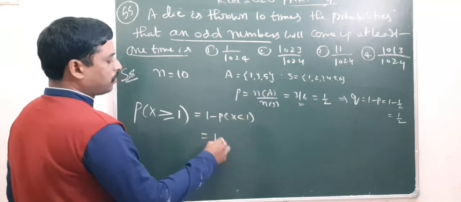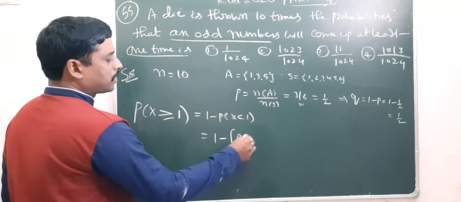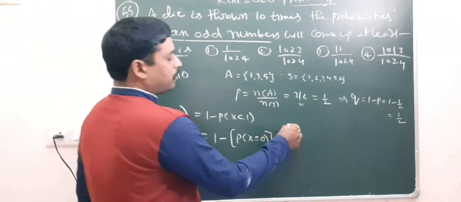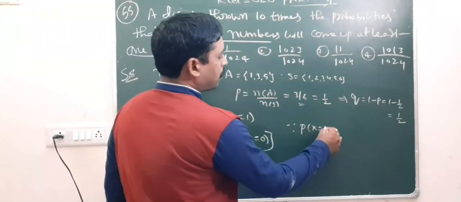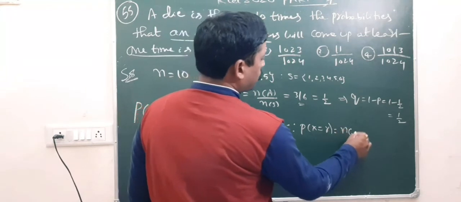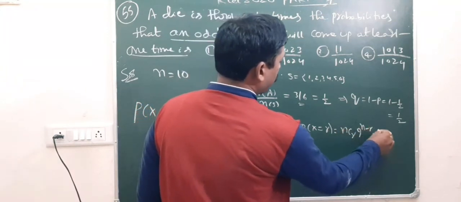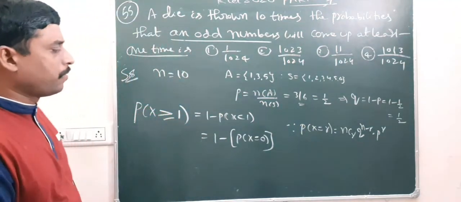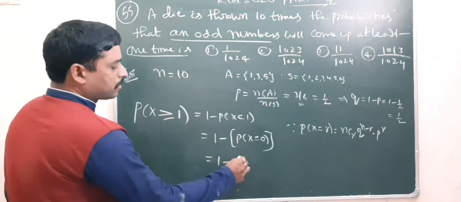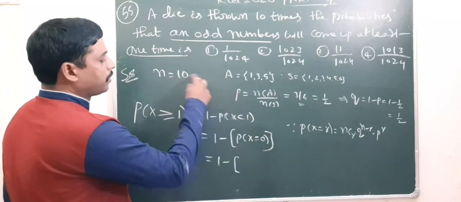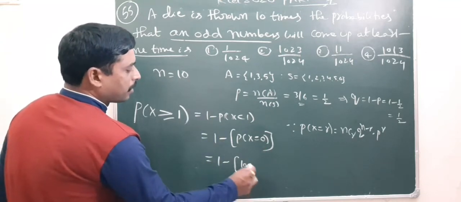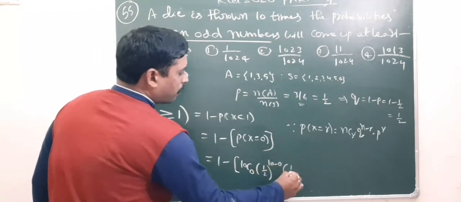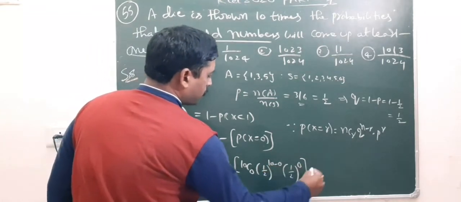P of X less than 1 means P of X is equal to 0 only. We have P of X is equal to R, that is equal to NCR into Q power N minus R into P power R. In this formula substitute N, P, Q values. So 1 minus, where R value is 0, N value 10, 10C0 into Q value 1 by 2 power 10 minus 0 and 1 by 2 power 0.